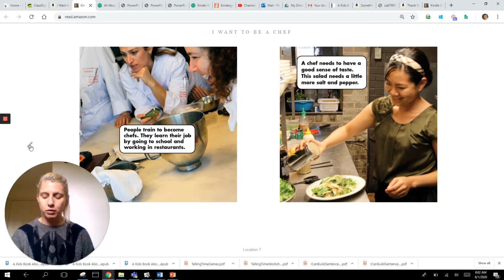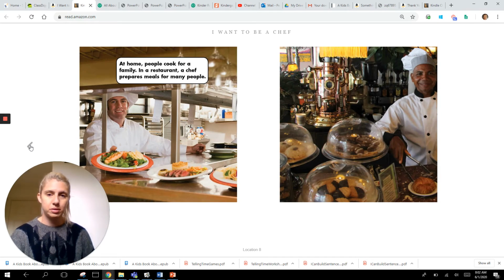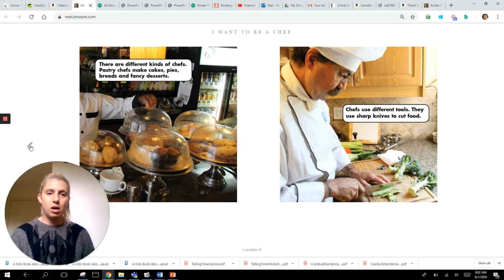At home, people cook for a family. In a restaurant, a chef prepares meals for many people. There are different kinds of chefs. Pastry chefs make cakes, pies, breads, and fancy desserts. Chefs use different tools. They use sharp knives to cut food.